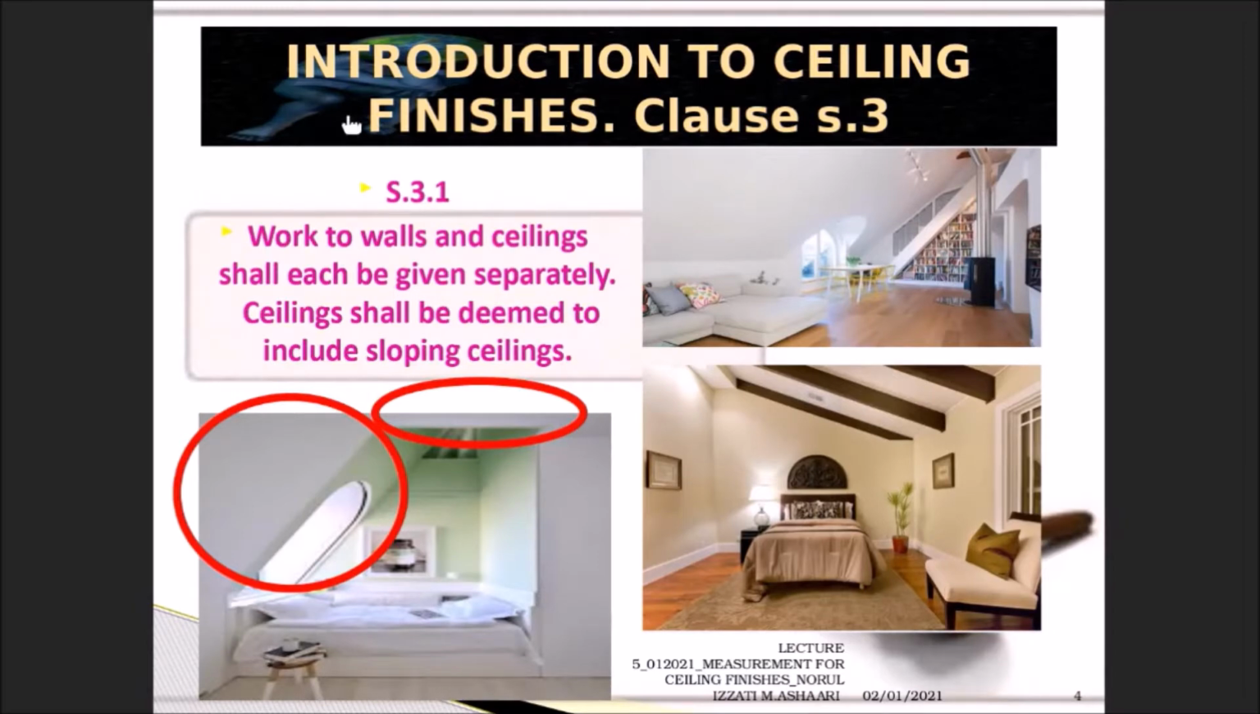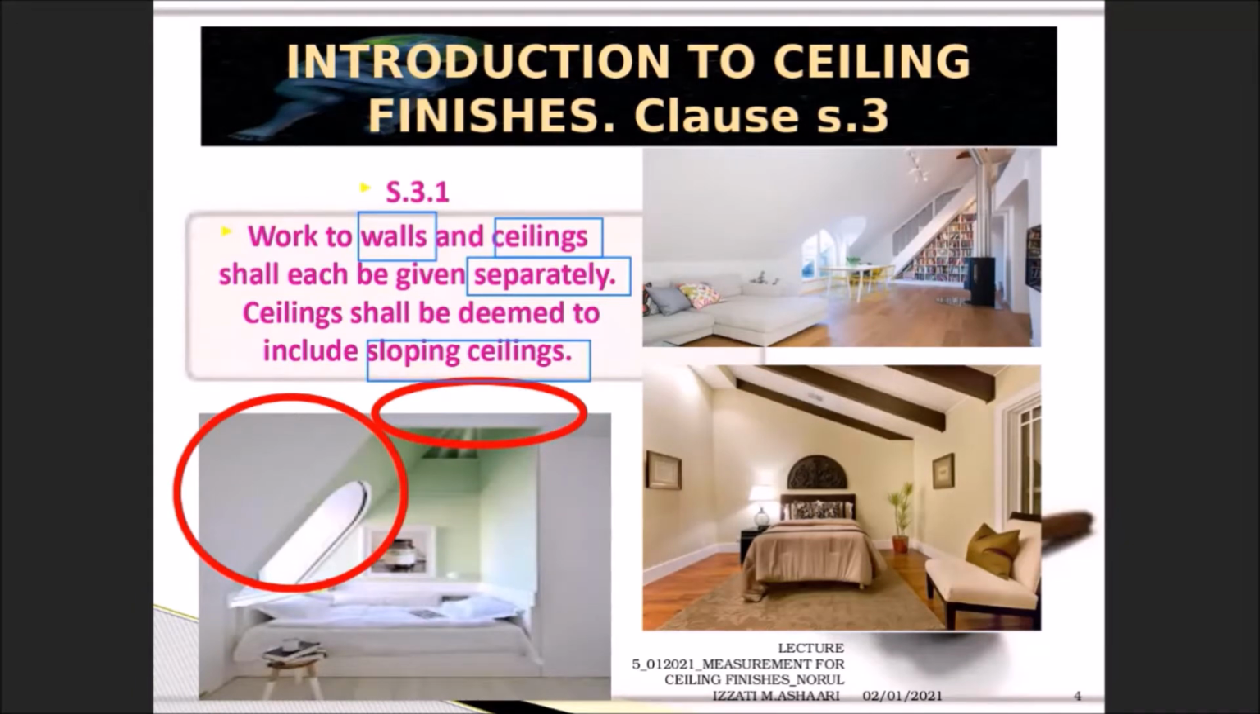So I would like everyone to take note on this particular key point. Wall and ceiling. You can see this one is under the same sub-clause, but because you see the word separately, that means wall and ceiling cannot be measured under one item. Ceiling shall be deemed to include sloping ceiling. So you have to measure the sloping ceiling as well, but this is not under wall.